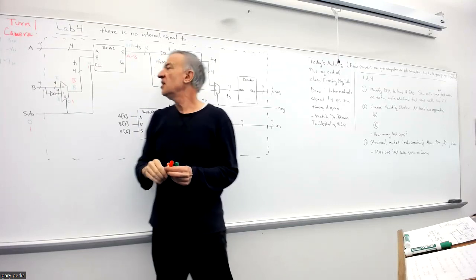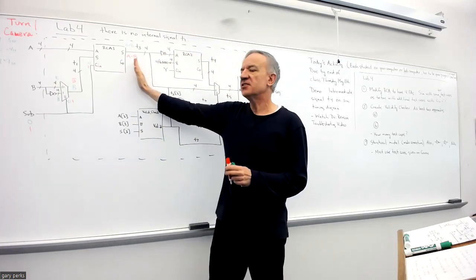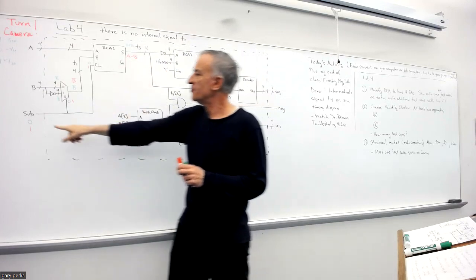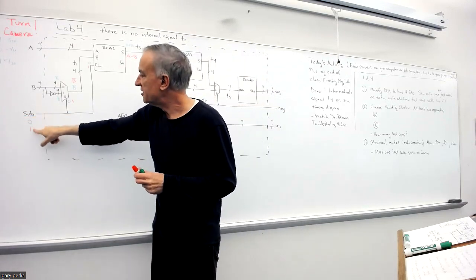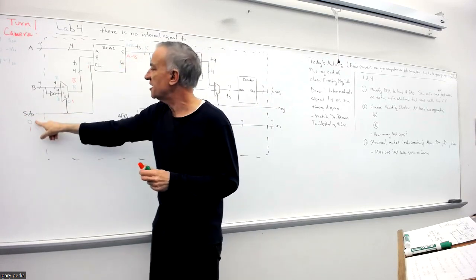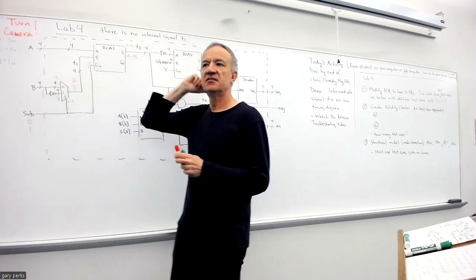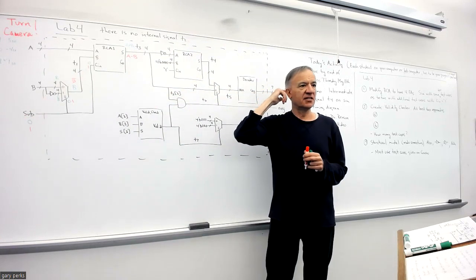Okay. All right. So any questions up to this point? Does everybody see how, this is why this input's called sub, because when sub is 1, we're subtracting. When sub is 0, we're adding. Okay.